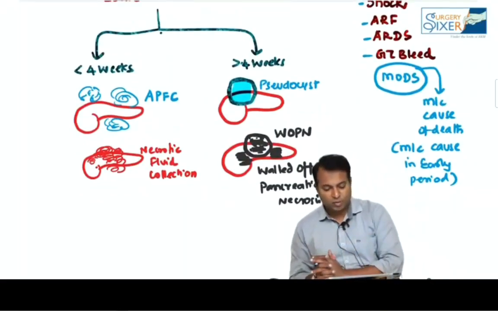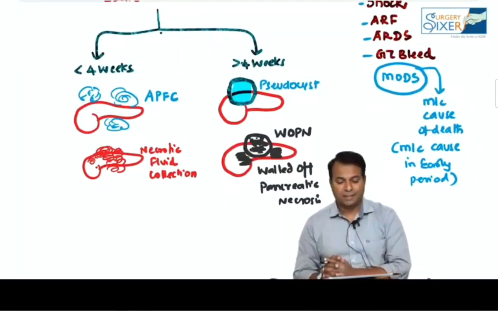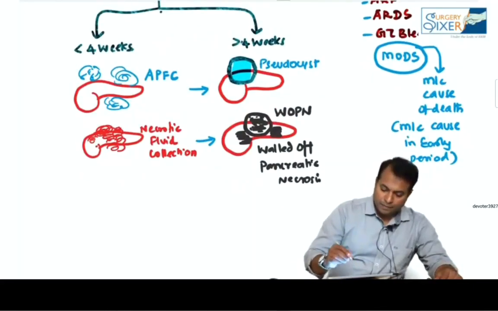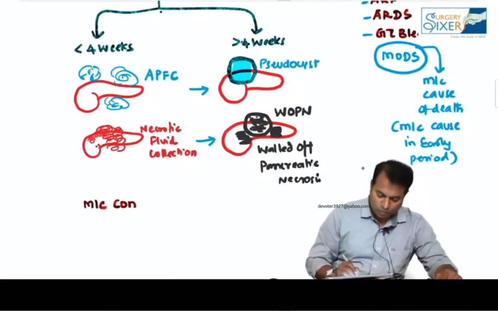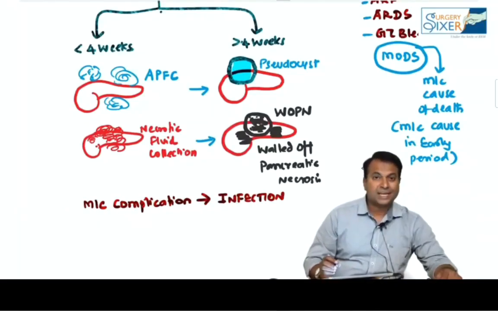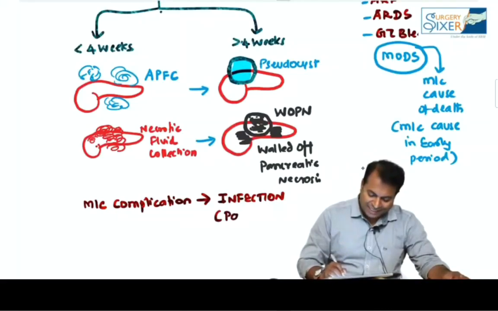So less than 4 weeks is known as acute pancreatic fluid collection and acute necrotic fluid collection. More than 4 weeks, the same cases will develop into pseudocyst or walled-off pancreatic necrosis. And the most common complication of pseudocyst or walled-off necrosis is infection. If there is an infection overlying the pseudocyst or pancreatic necrosis, it is known as pancreatic abscess.